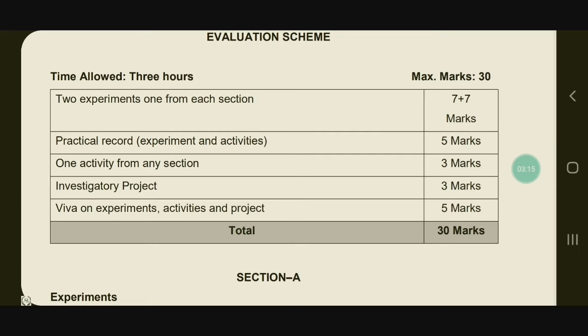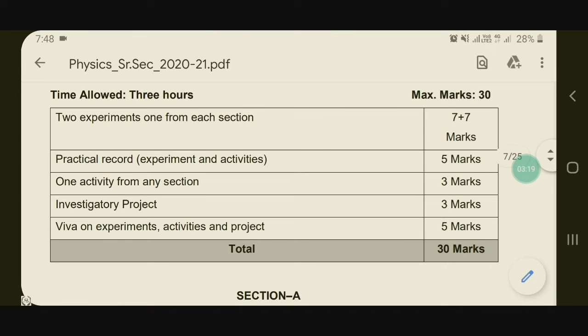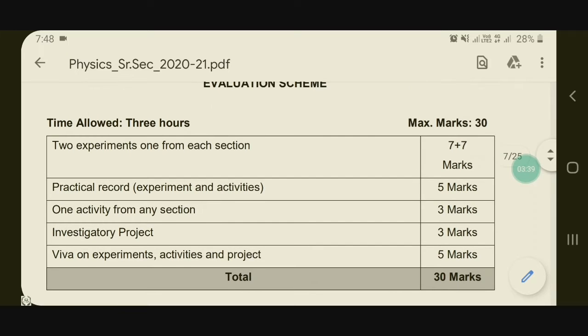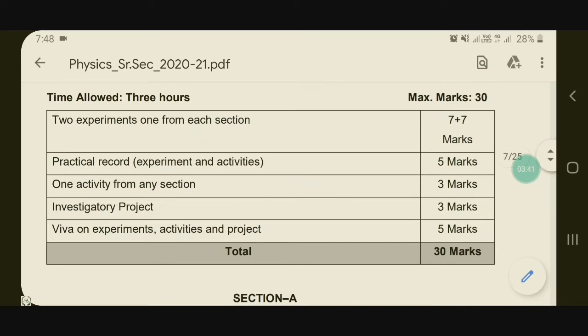So it is the evaluation scheme for the practical subject, and this is the important fact which I want to mention here: 7 marks are given for each experiment, and since you have to perform 2 experiments from each section, there are a total of 7 plus 7, 14 marks. In last year's syllabus, this portion was of 16 marks, because one experiment used to be of 8 marks. Now one experiment has to be done in 7 marks. So there are now a total of 14 marks for experiments.